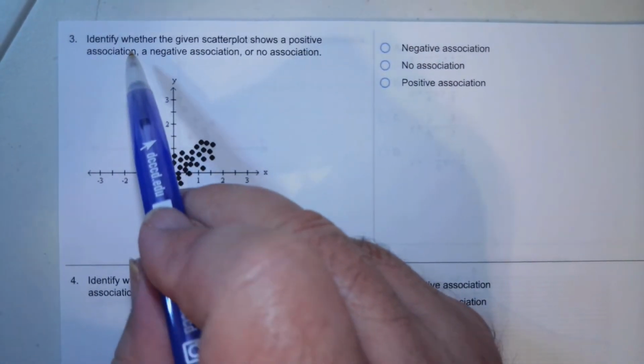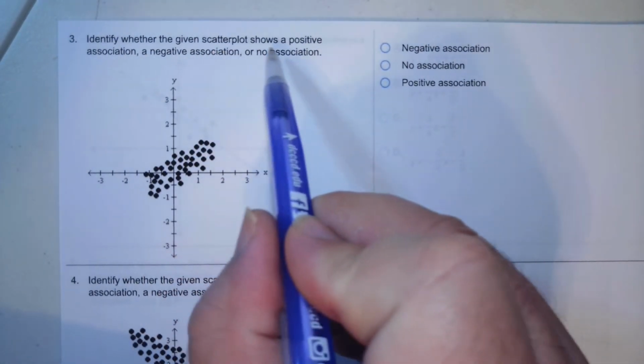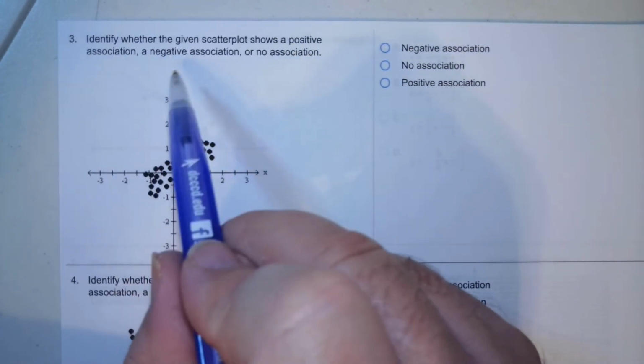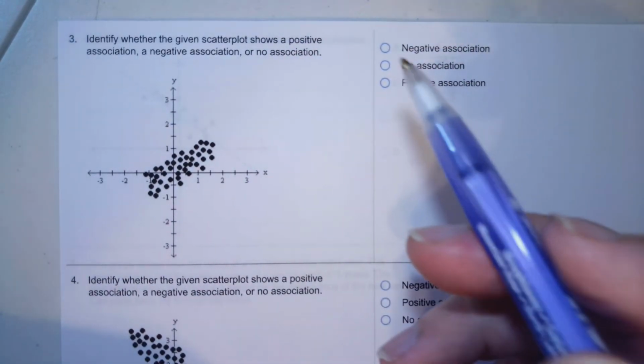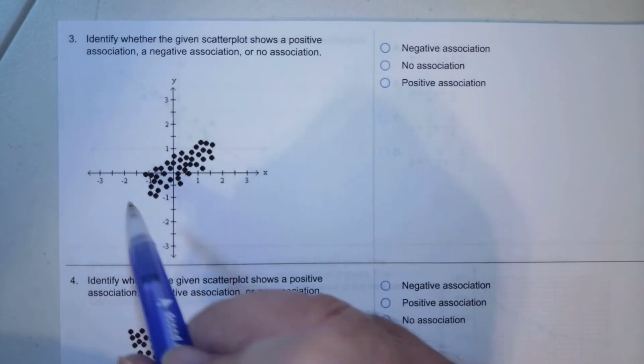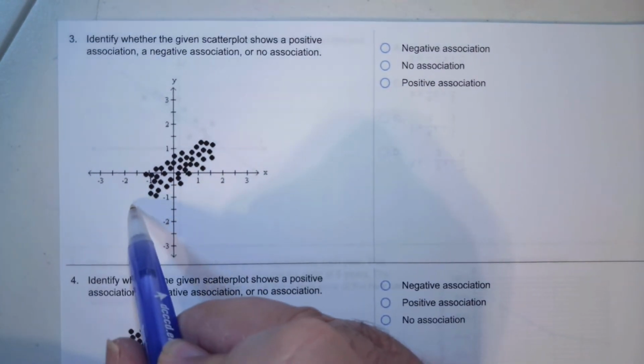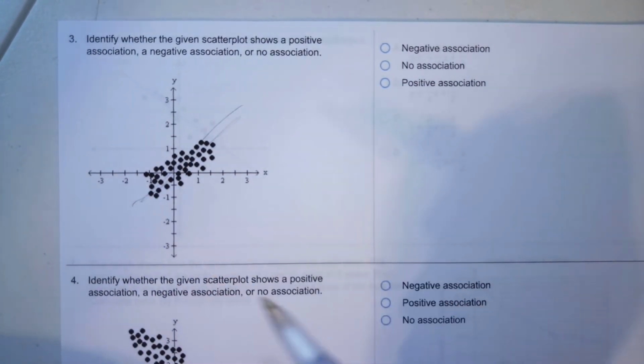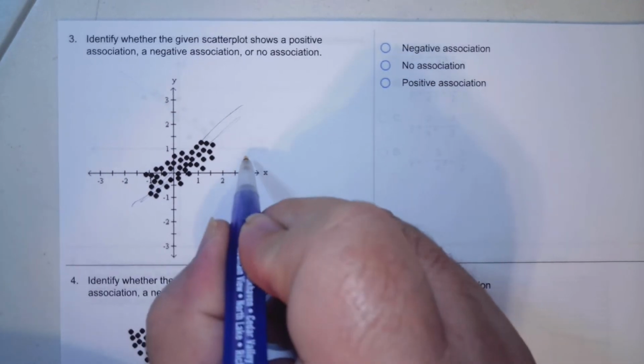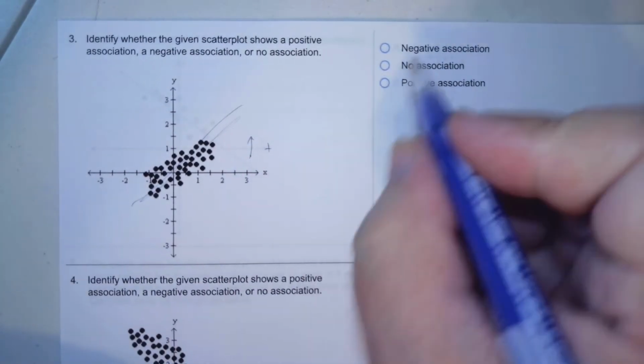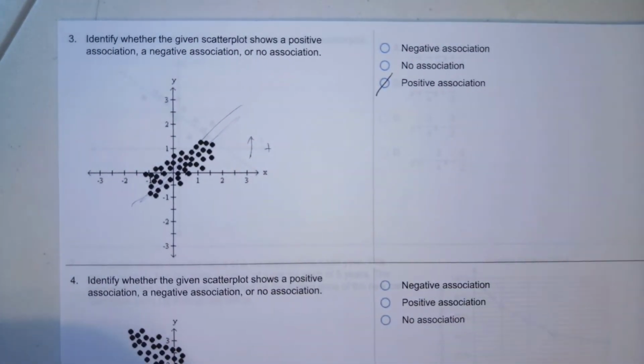Number 3, identify whether the given scatter plot shows a positive association, negative association, or no association. Well, if you look at this blob, we see that it's going up. It's going up, so that's positive. So it's positive association.